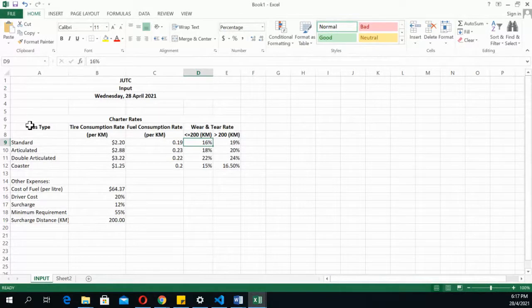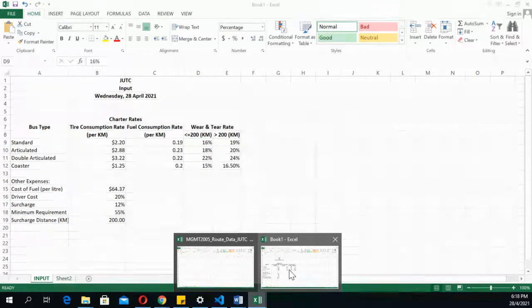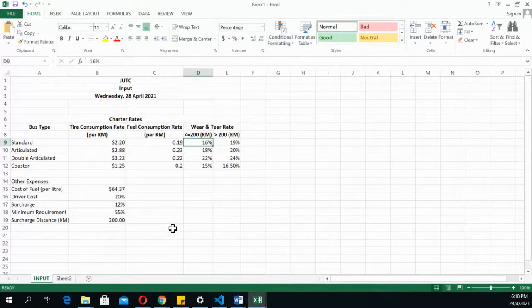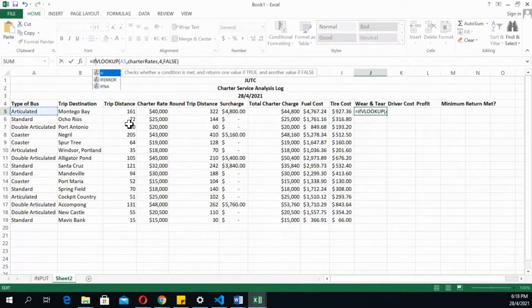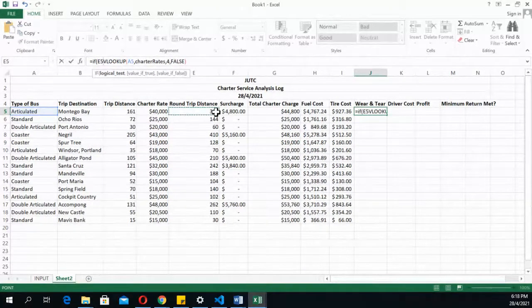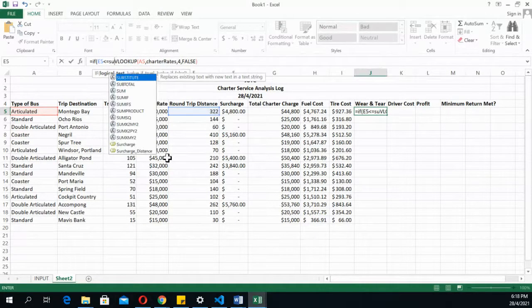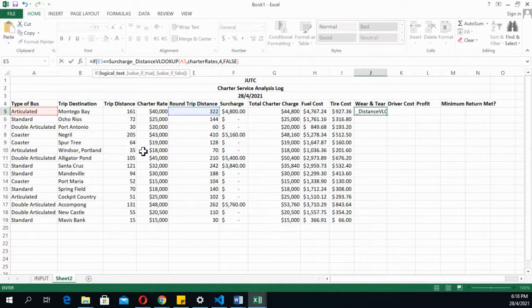So in this case, the columns that I have would be 1, 2, 3, 4. So column 4 would be everything that is less than or equal to 200 kilometers, whereas column 5 would be the wear and tear rate if it is greater than 200 kilometers. So the one that I just found a while ago would be what? If the distance traveled is less than or equal to, remember I call it surcharge distance, right? The 200.